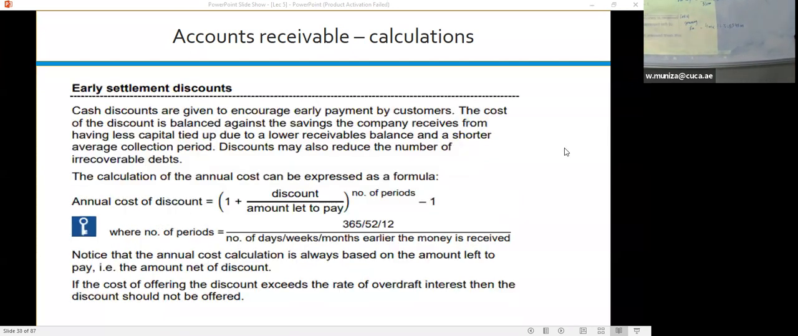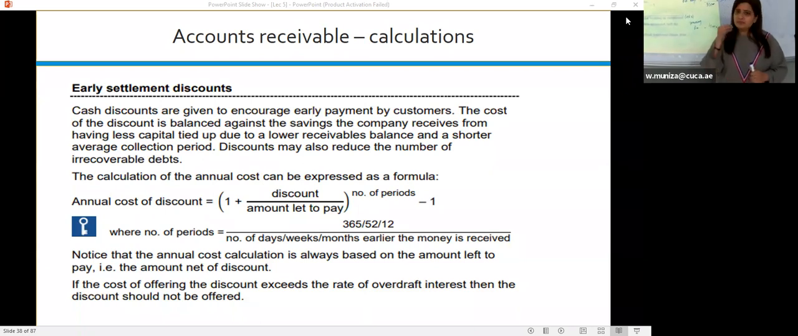Clear? Okay, now early settlement discounts. Sometimes there are cash discounts given. Do you remember in financial accounting, maybe you have heard this term, cash discounts or trade discounts or settlement discount. Cash discounts are also known as settlement discounts. Whenever we want to attract customers to give the debt back to the company as early as possible, we introduce settlement discounts.